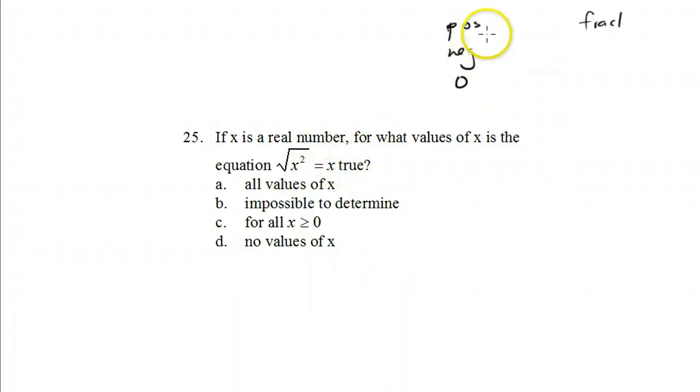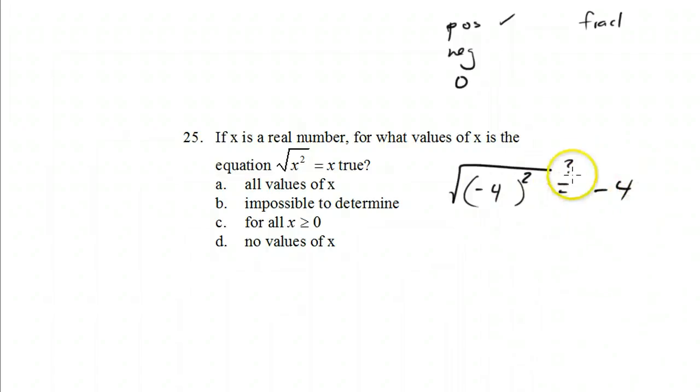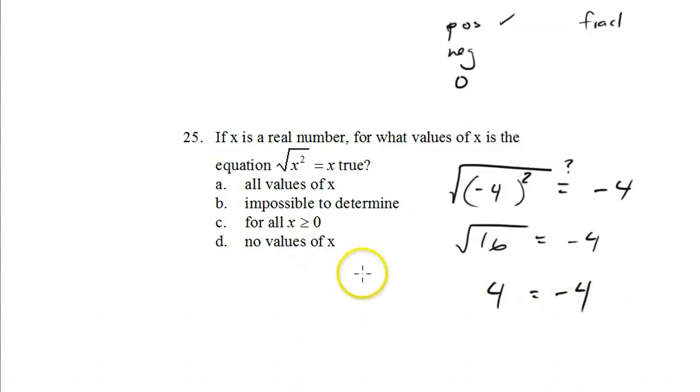But if I tried a negative number, let's just say I did like negative 4, well, if I plug in negative 4 into that, let's see if it actually gives me negative 4. So if I square this, it gives me 16. And the square root of 16, now there's no plus or minus anywhere, so it's just the positive version, which is just 4. And we're saying that 4 is equal to negative 4. So it doesn't work. So it doesn't work for negatives.